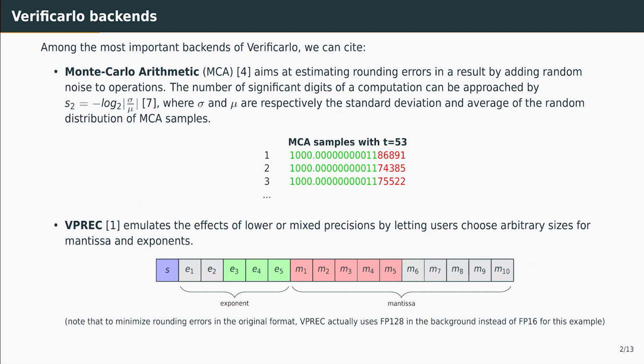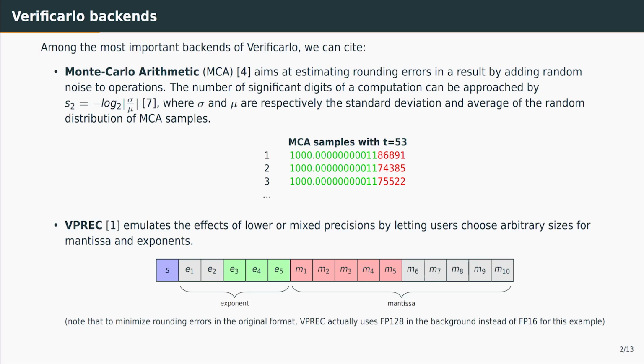So there are quite a few in Verificarlo, but I'm only going to present two of the most important. The first one being Monte Carlo arithmetic. So it was first introduced by Todd Parker in the late 90s, and it's an example of a stochastic arithmetic model. And the idea is to introduce some random noise into computation to estimate, or rather model, the effect of rounding errors. So that means that your previously deterministic codes will become non-deterministic.